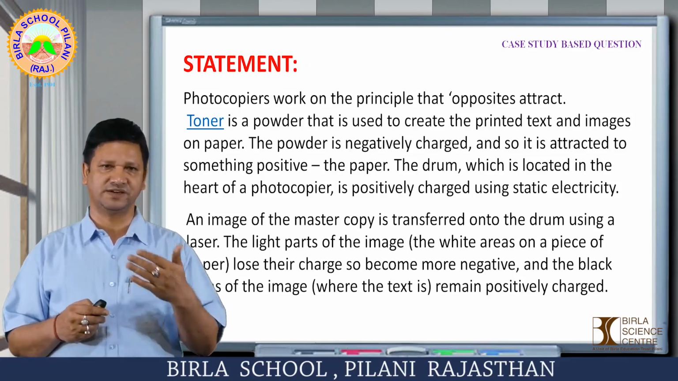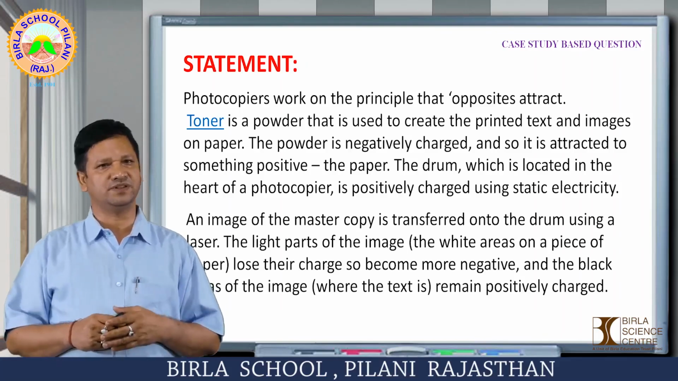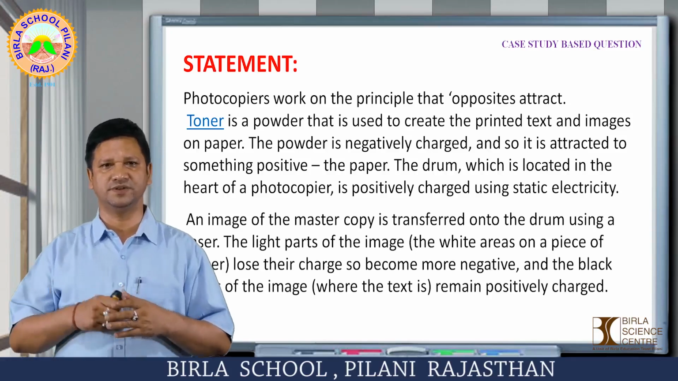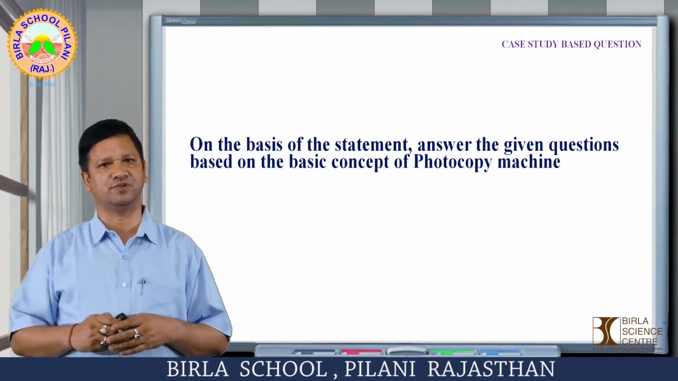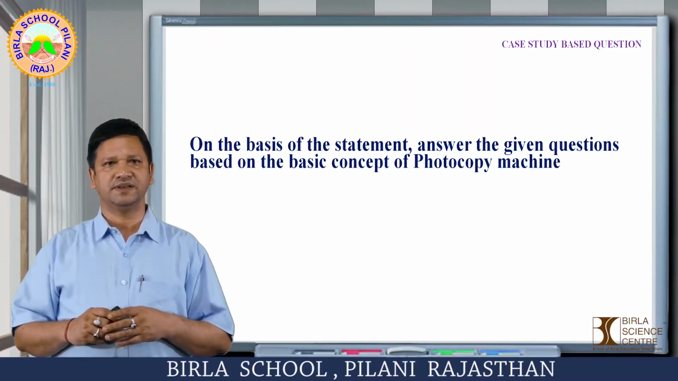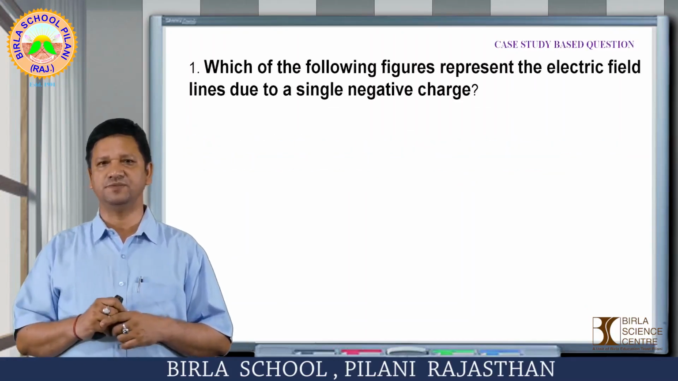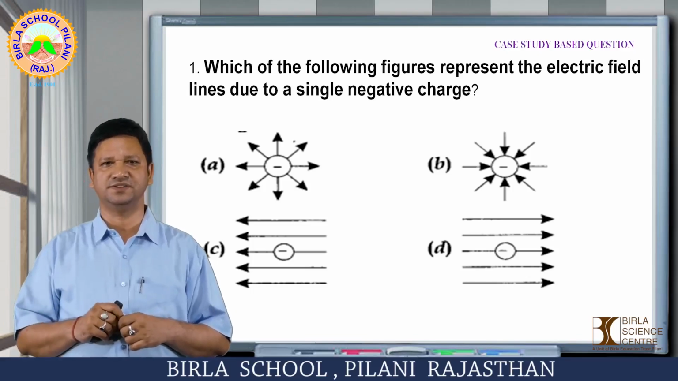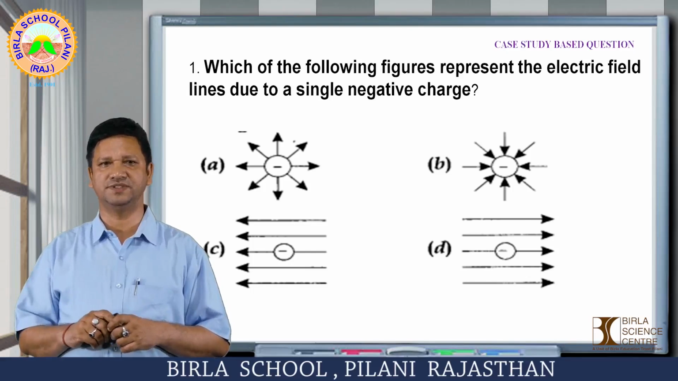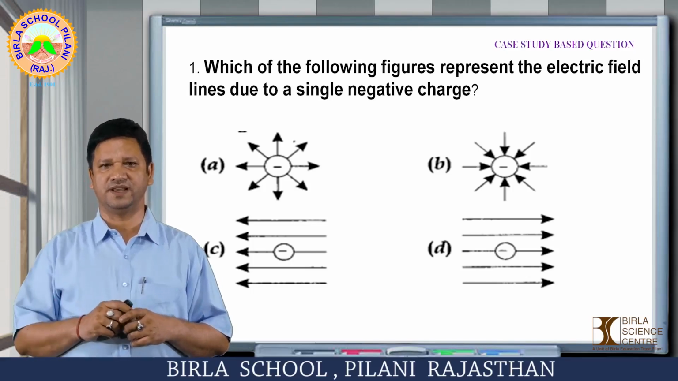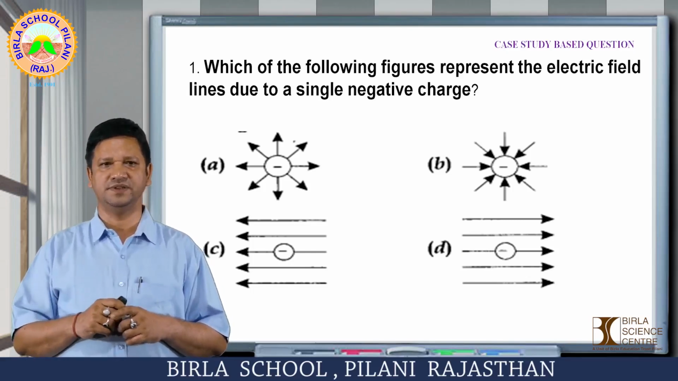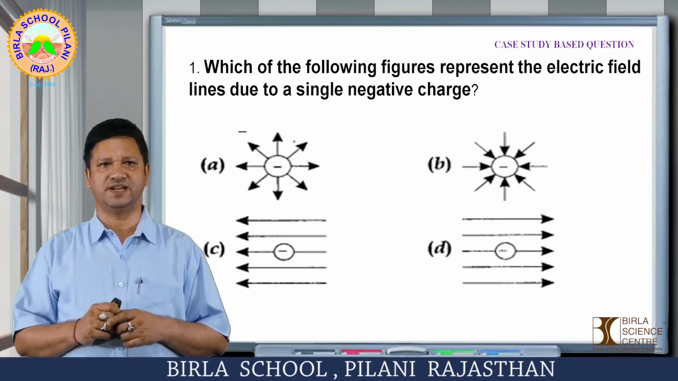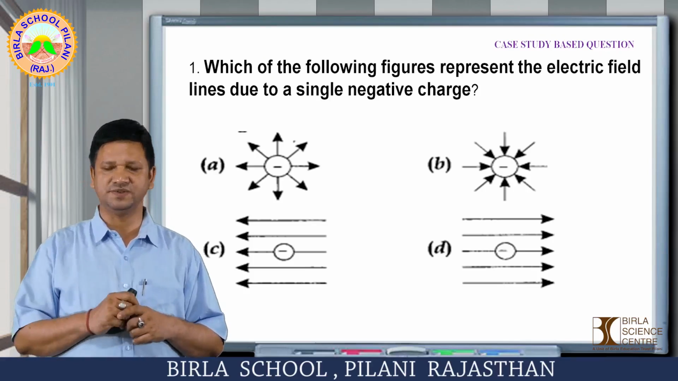We are dealing with electrostatics. So let us, on the basis of these particular statements, answer the given questions which are based on the photocopy machine. Question number 1. Which of the following figures represents the electric field lines due to a single negative charge? So here we have 4 diagrams in which we have to identify which represents the electric field lines due to a negative charge.